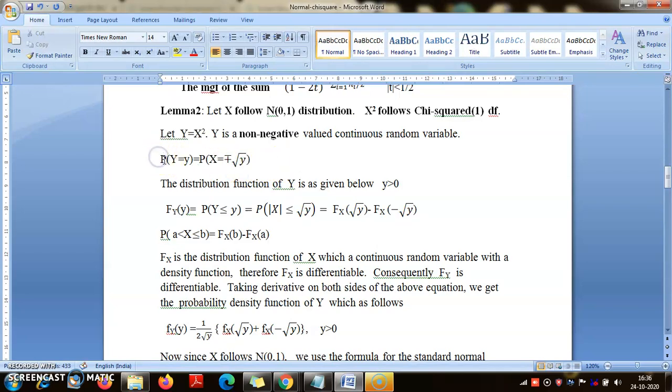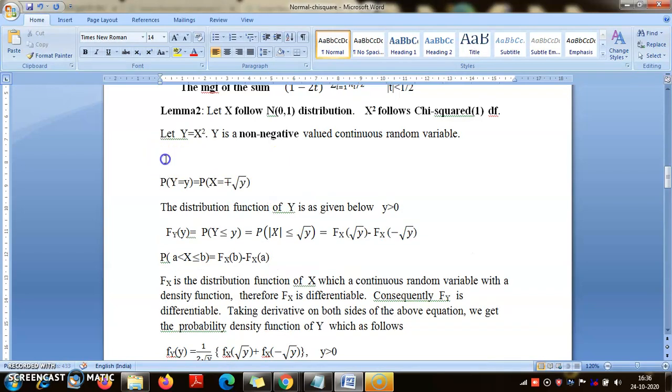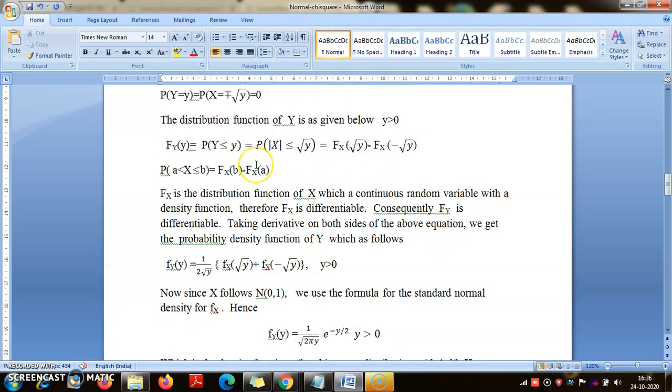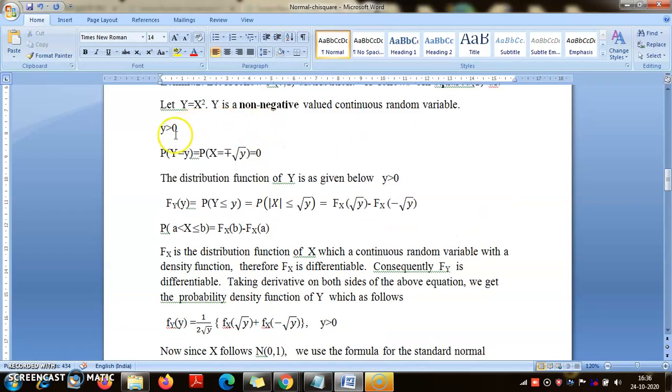Y is positive; obviously y cannot be negative because capital Y is a non-negative valued random variable, so it can take only non-negative values. But the probability that Y equals a particular value will be equal to 0, right? Why? Because X is a continuous random variable. So this is the justification of why I have written this to be non-negative continuous, and why it is non-negative is trivial.